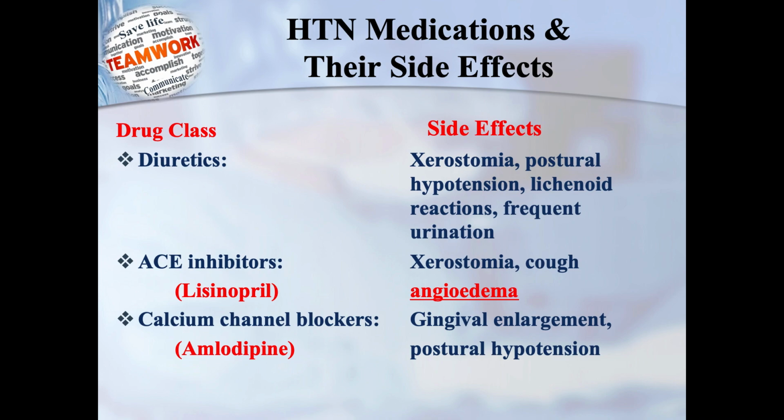These medications have many side effects. Here are some examples which are important to our practices in medical or dental practices. Diuretics, such as hydrochlorothiazide, can cause xerostomia, postural hypotension, lichenoid reaction like lichen planus-like lesions in the mouth, and frequent urination. ACE inhibitors can cause xerostomia and cough. And of course, angioedema, that I'm going to talk about shortly. Calcium channel blockers can cause gingival enlargement and postural hypotension.